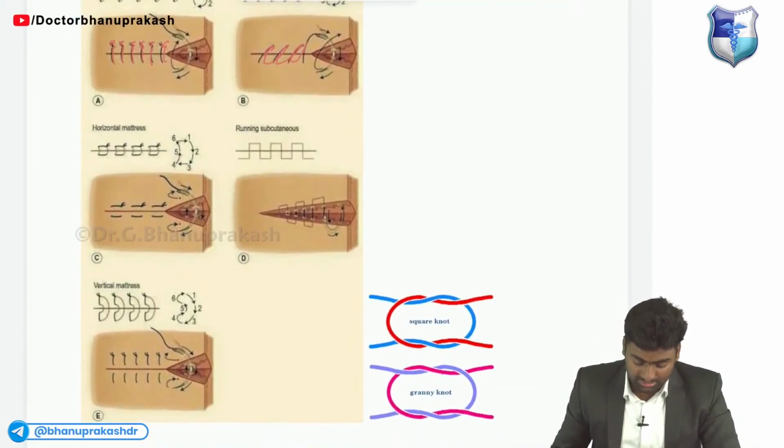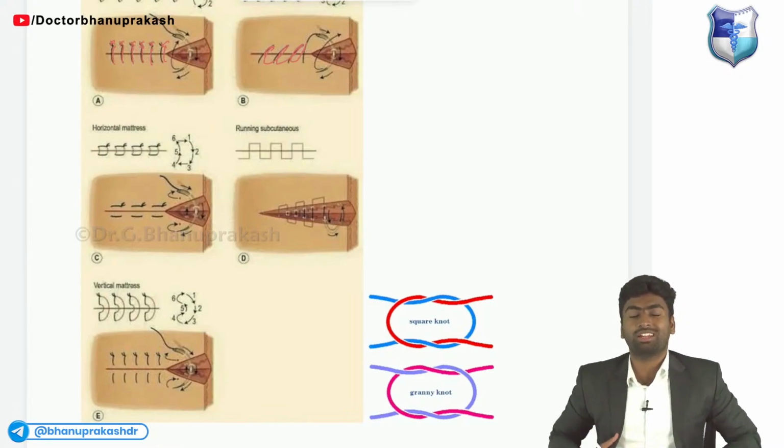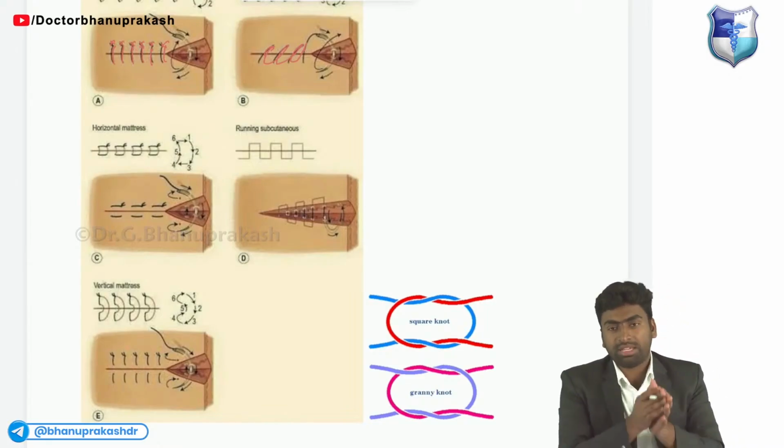Catgut is from sheep gut. I guess a few of you are not in live. Just press the live button so that you will be in par with this class.